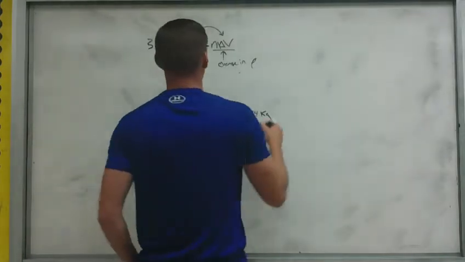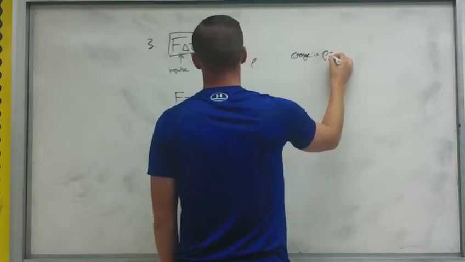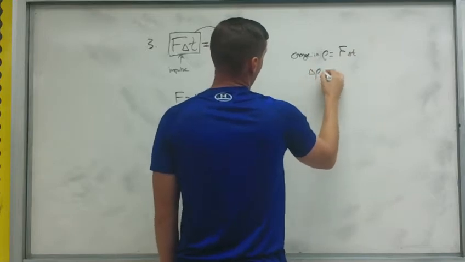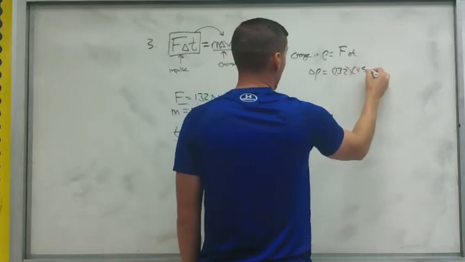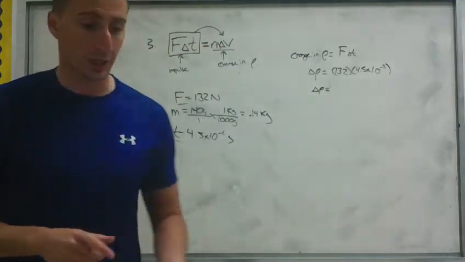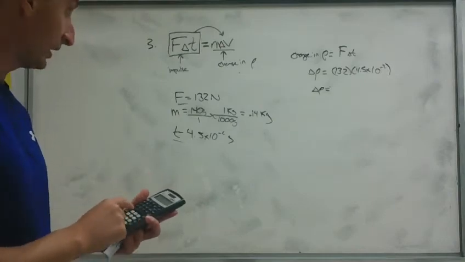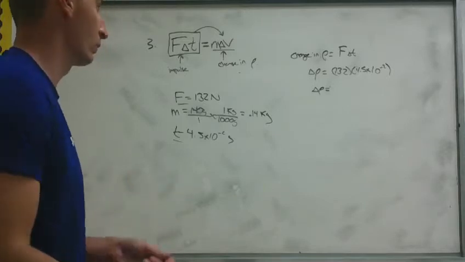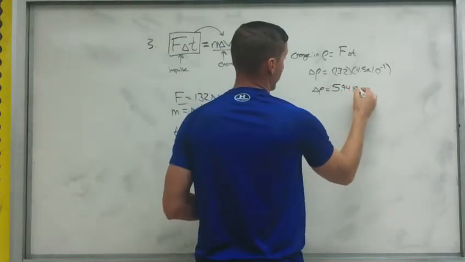So I can just quite simply do change in momentum is equal to force times delta t. Delta p is equal to force, 132, times time, 4.5 times 10 to the negative second. Plug in. All right, so in your calculator, you do 4.5, EE, negative 2, times 132. You get 5.94 kilogram meters per second.